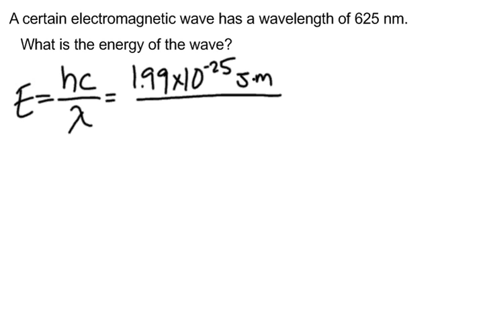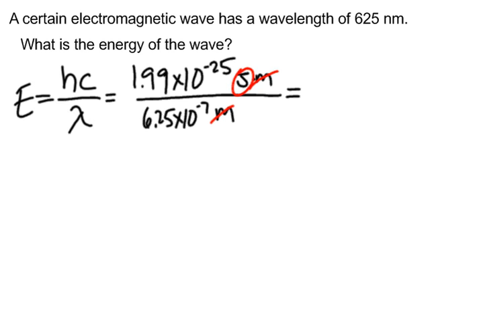Again, the wavelength is in nanometers, and we need it to be in meters. If I do my dimensional analysis, I'm going to end up with 6.25 times 10 to the negative 7 meters. My meters cancel out, and I'm left with just joules.